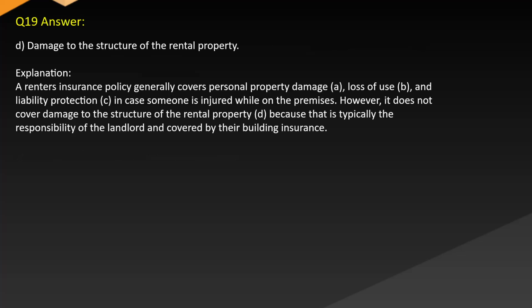Answer: D. Damage to the structure of the rental property. Explanation: A renter's insurance policy generally covers personal property damage, A, loss of use, B, and liability protection, C, in case someone is injured while on the premises. However, it does not cover damage to the structure of the rental property, D, because that is typically the responsibility of the landlord and covered by their building insurance.